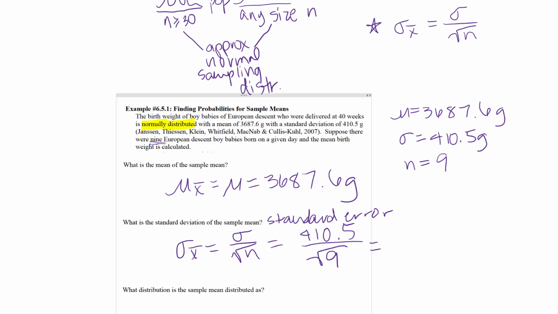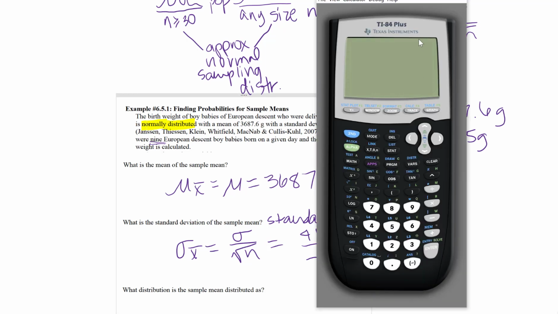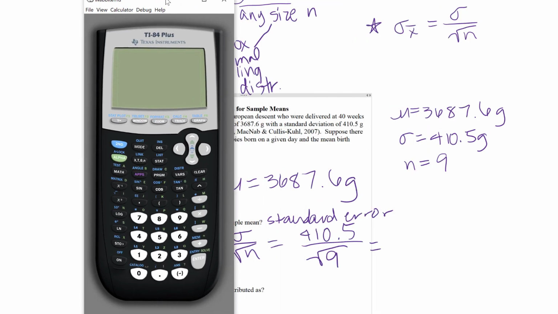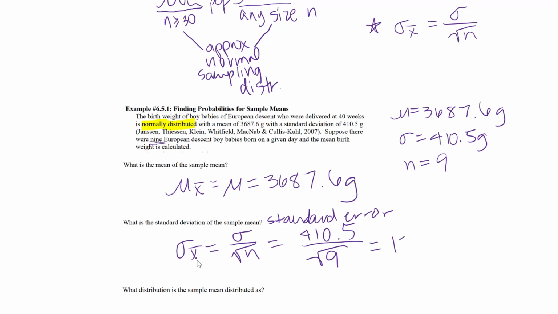So I'm going to get my handy dandy calculator out. You put those numbers in, 410.5, and divide by the square root of n. I'm just going to put 3 because the square root of 9 is 3. And that's 136.83 repeating, so I'm just going to put 136.83.